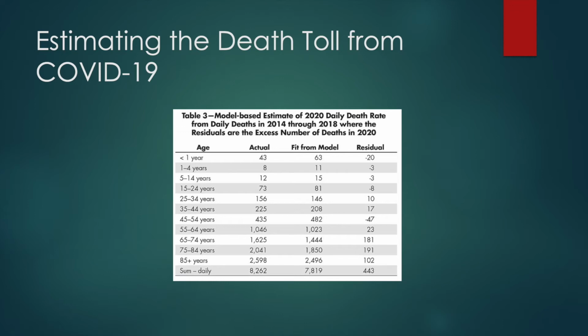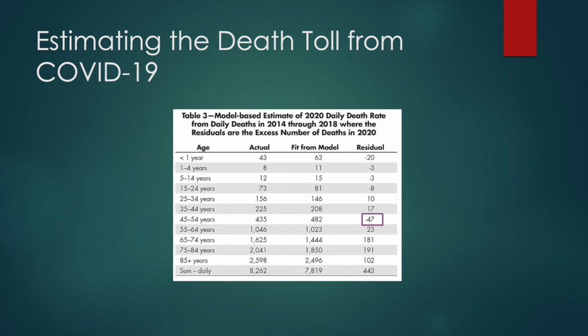The residuals estimate the causal effect of the treatment, so being in year 2020, relative to the control, being in years 2014 through 2018. When we're looking at the residual column for ages 0 through 44, we're not really noticing that much of a change. In fact, a lot of times the residual ends up being negative, which means that there's actually less deaths in 2020 than what we would be anticipating for those age groups.